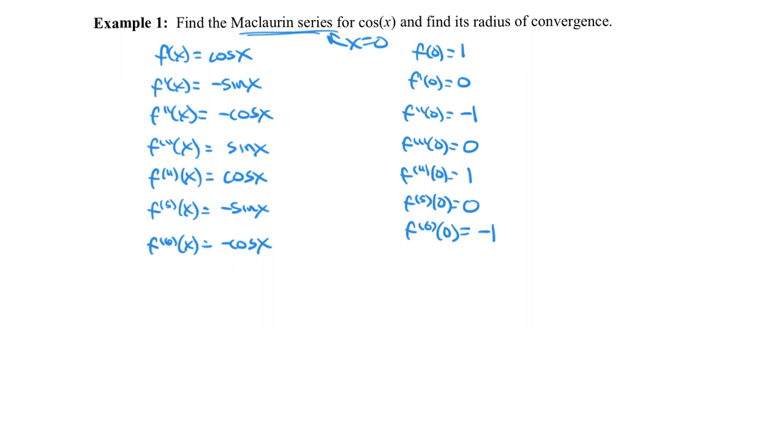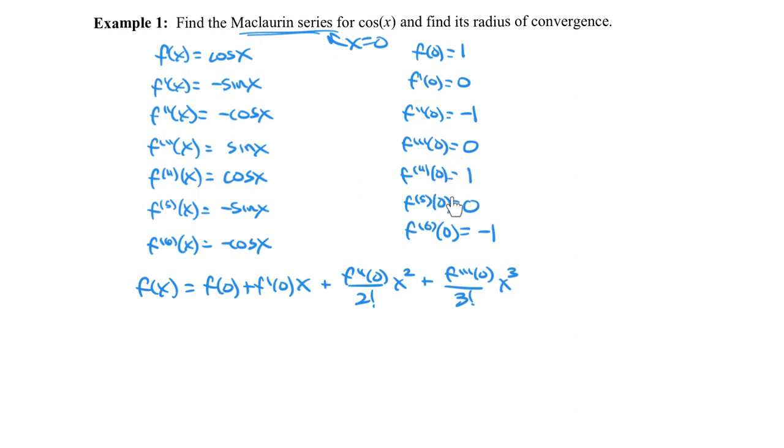And now, if we want to use Maclaurin, we do this. f of x is equal to, from the previous page, f of 0 plus f prime of 0 times x plus f double prime of 0 over 2 factorial times x squared plus f triple prime of 0 over 3 factorial times x cubed. And I'm going to go a little further than normal because, as I talked about, there's a whole bunch of them that cancel out.